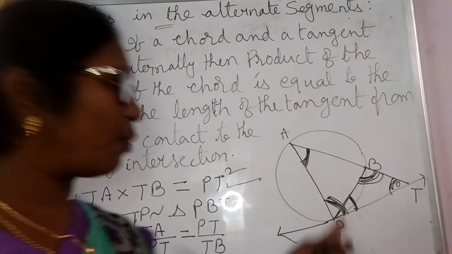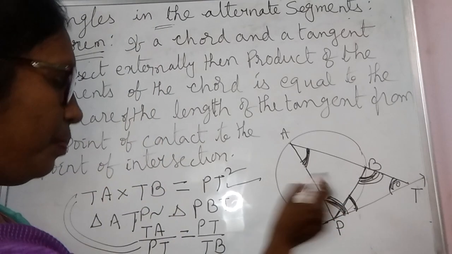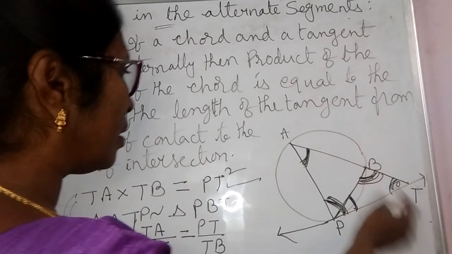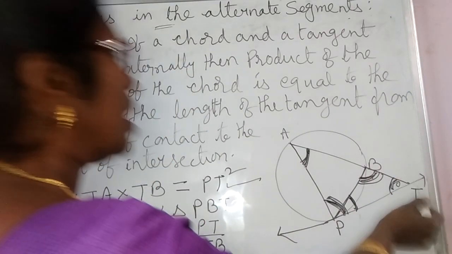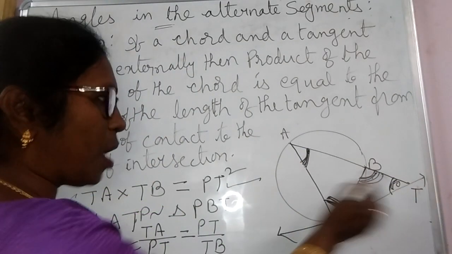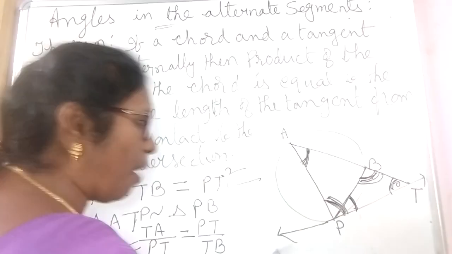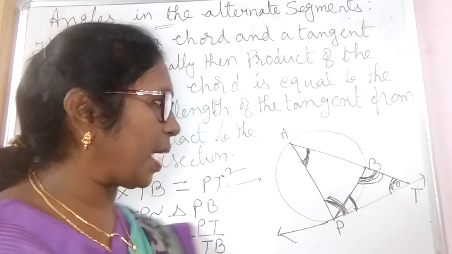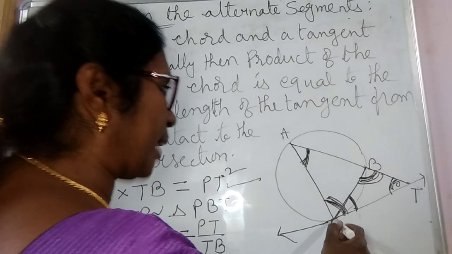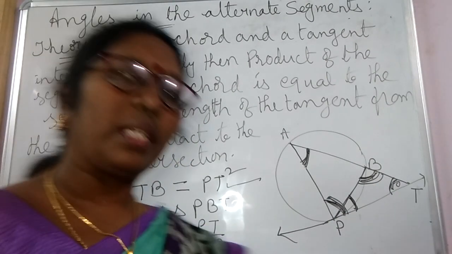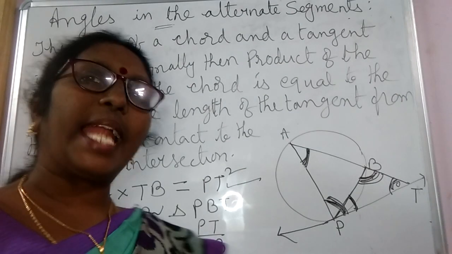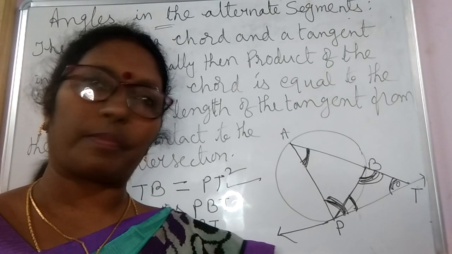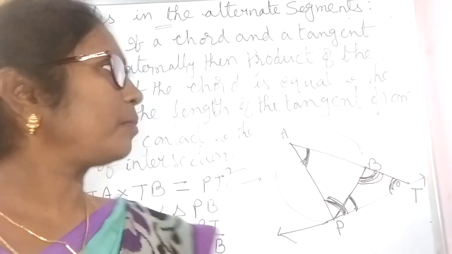So what did we learn? What did you learn? If a chord and a tangent intersect externally, the product of the segments of the chord is equal to the square of the length of the tangent from the point of contact to the point of intersection. With this, I have come to the end of chapter circles. Clear?